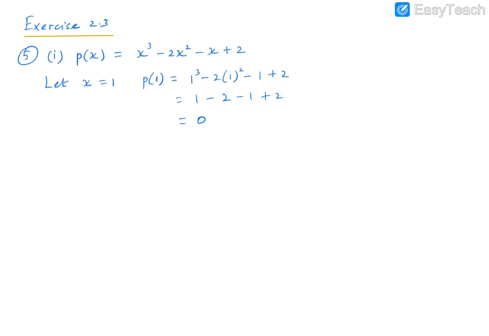So x equal to 1 is one of the zeros of the polynomial. So therefore x minus 1 is a factor of this p of x. So the next step is synthetic division. So what we do is we take our given cubic polynomial and write its coefficients.